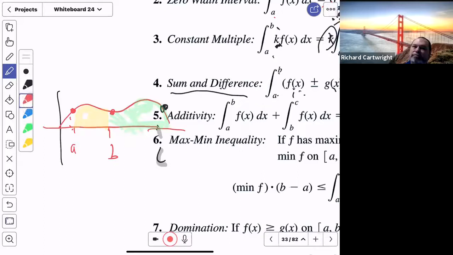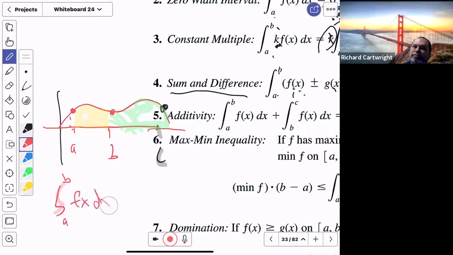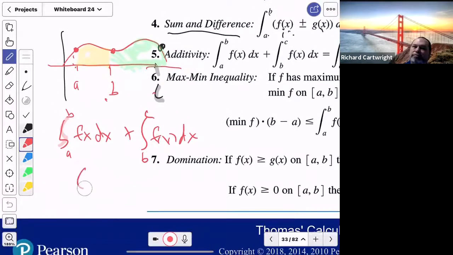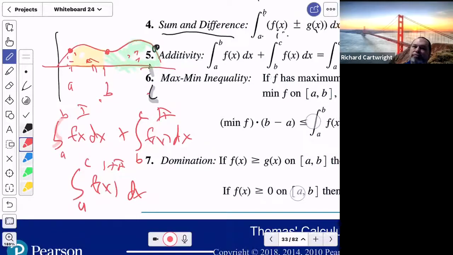You need to realize that the integral from A to B of f of x dx plus the integral from B to C of the same function is the same area as if I just did it in one step, A to C of f of x dx. The total is the sum of both parts. Here's the first part, and here's the second part. Altogether, 1 plus 2 is the full thing, so that's the total area. That's number 5.